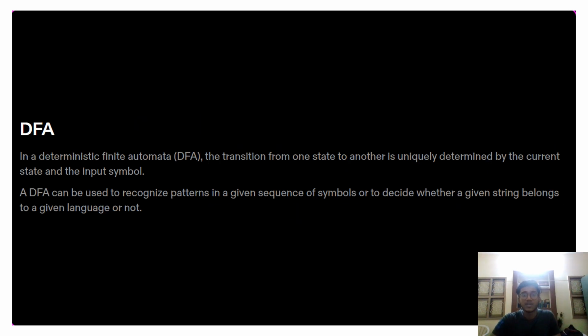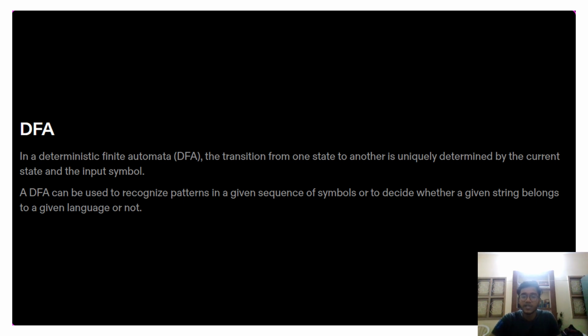As discussed in the previous slide, the first type is DFA. A DFA can be represented as a directed graph, where the vertices represent the states and the edges represent the transitions between the states based on the input symbol. When the input string is fed into the DFA, it transitions from state to state until it reaches either an accepting state or a rejecting state. That is, we have to get a result: it either passes or gets rejected.